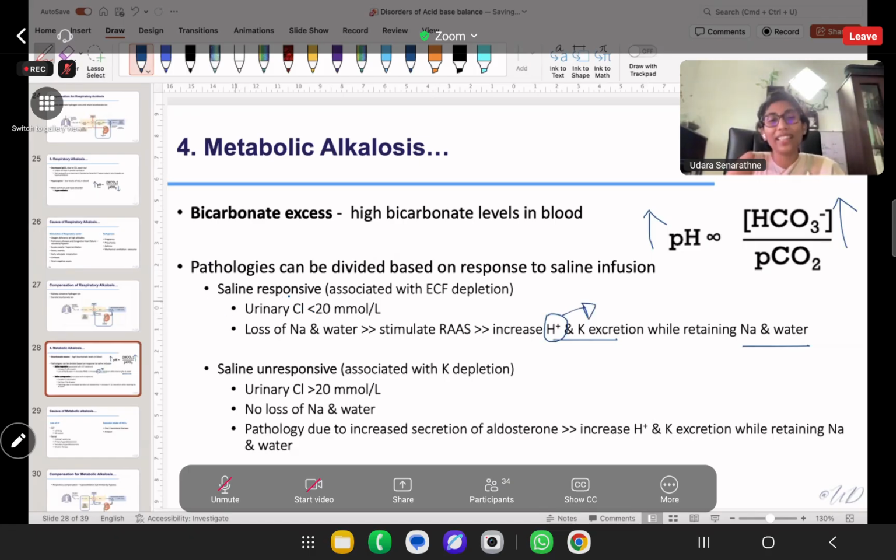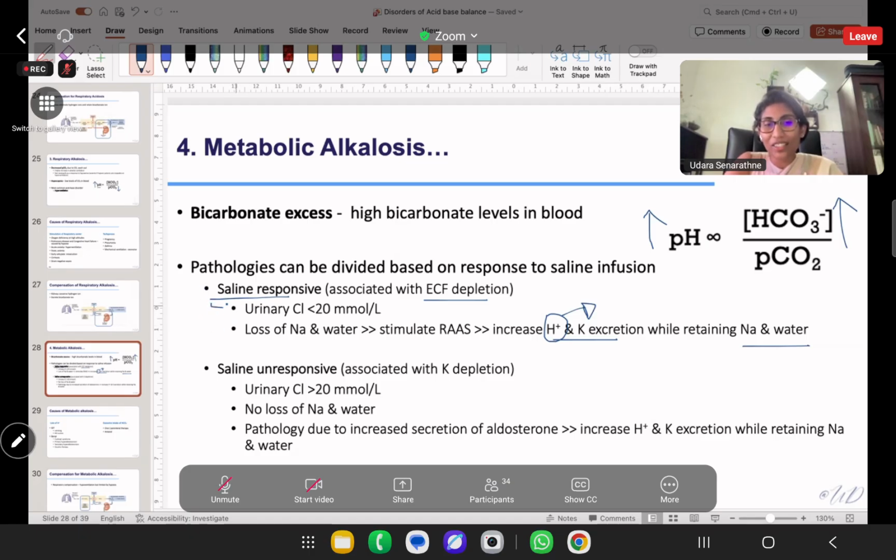This will respond to saline. Why? Because if you give saline, you're going to take the underlying pathology out, which is the extracellular fluid depletion. And if you're treating the extracellular fluid depletion by saline replacement, then this action will stop. It doesn't have to continue. And it will respond and come back to normal. So that's why it is called saline responsive.